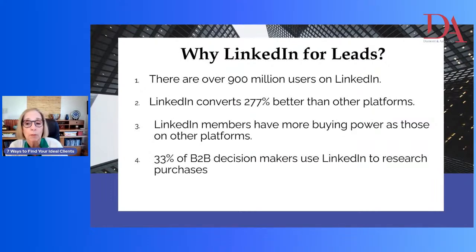LinkedIn members have more buying power than those on other platforms. Yes, they can afford your premium services. And 33% of B2B decision makers use LinkedIn to research purchases. So people are out there already doing the research.